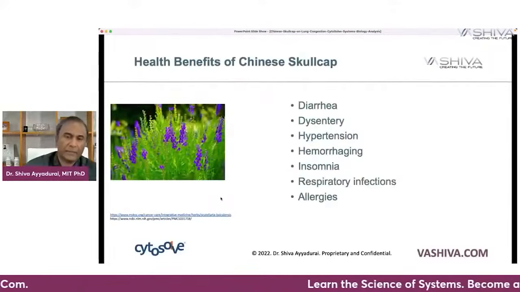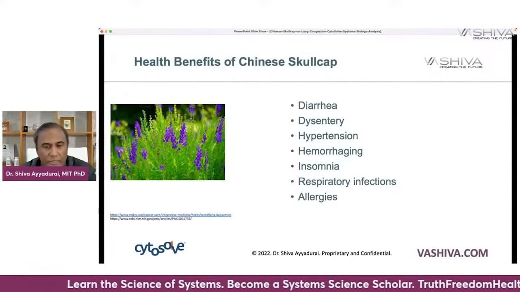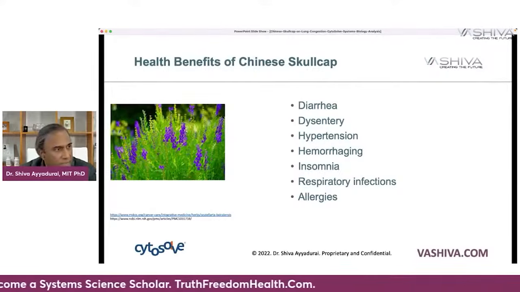So here are the health benefits. Helps fight diarrhea, dysentery, hypertension, hemorrhaging, insomnia, respiratory infections, and allergies. So these are the broad health benefits of Chinese skullcap.